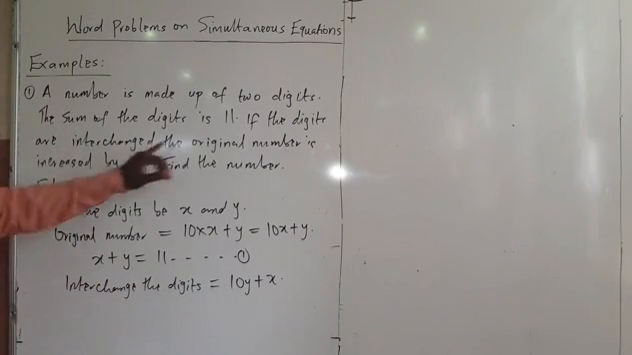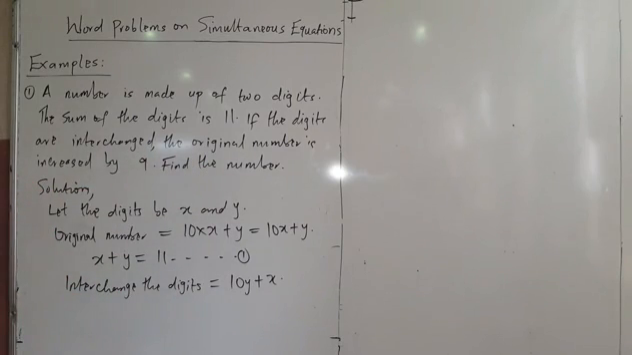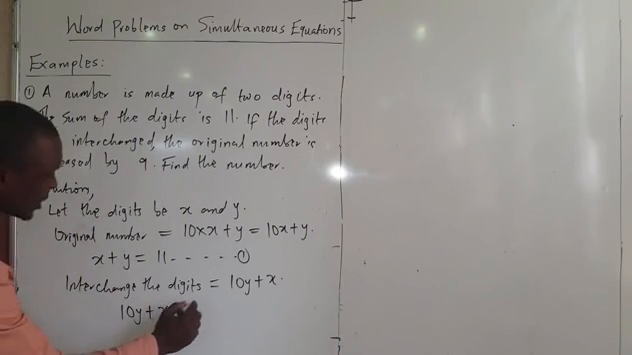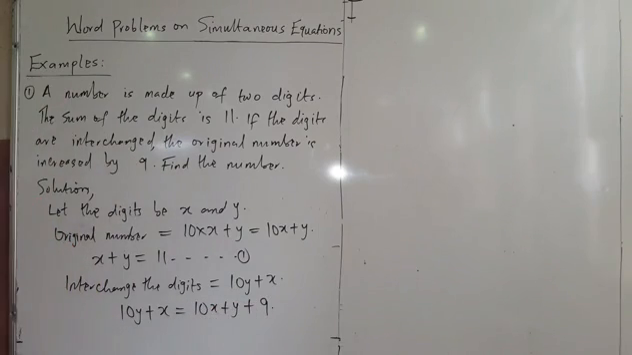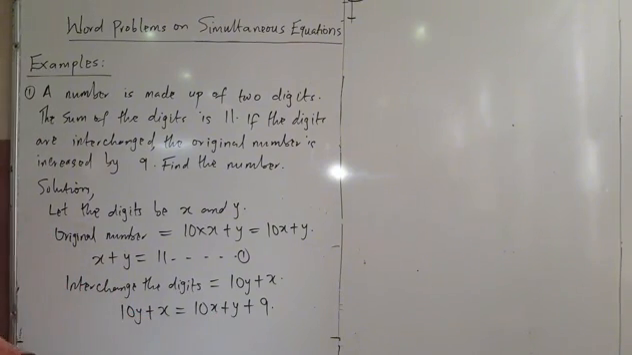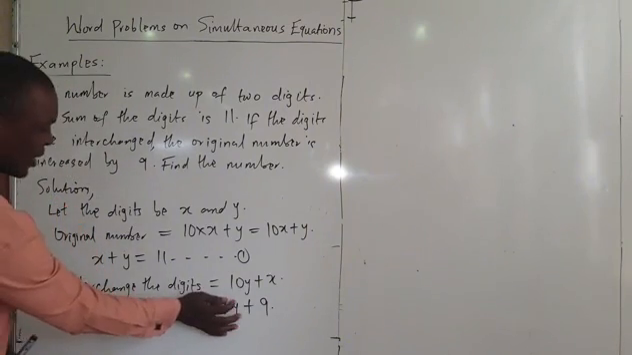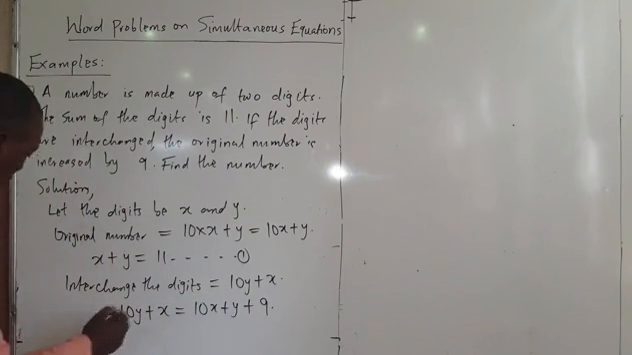Then the question says, if the digits are interchanged, the original number is increased by 9. So when interchanging the digits, that is 10y plus x, then the original number, which is 10x plus y, is increased by 9. So we have 10y plus x equals 10x plus y plus 9. The original number increased by 9 will be plus 9. So we now simplify.